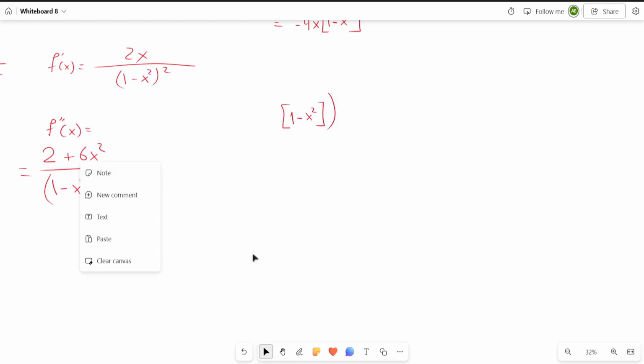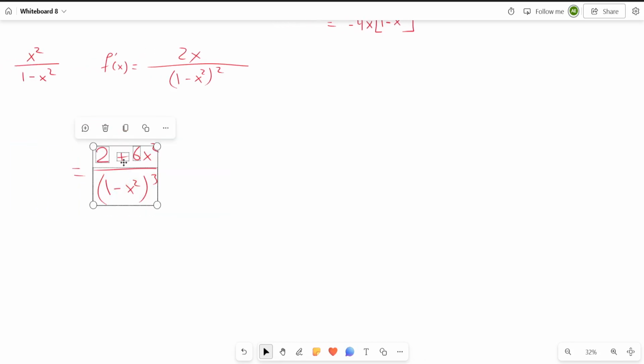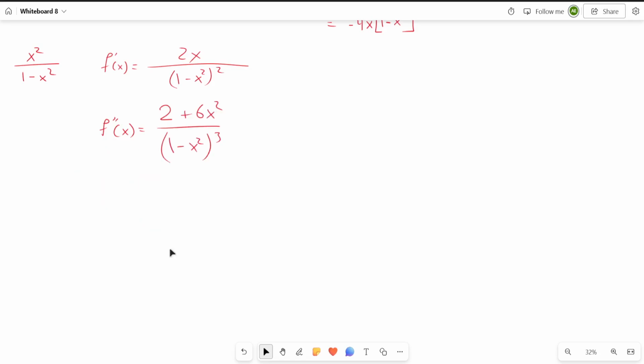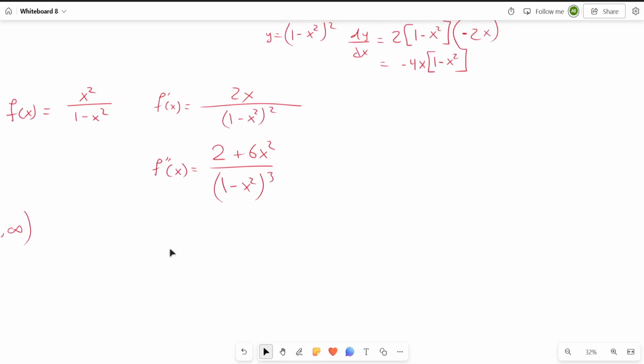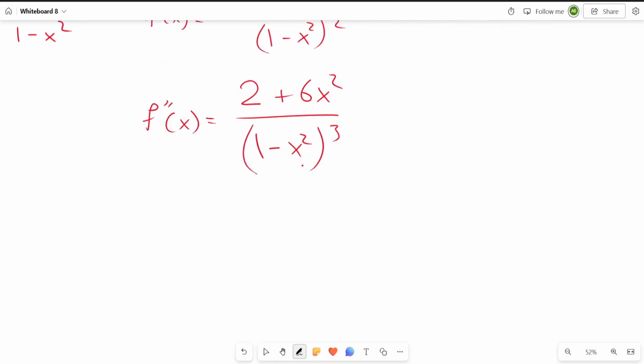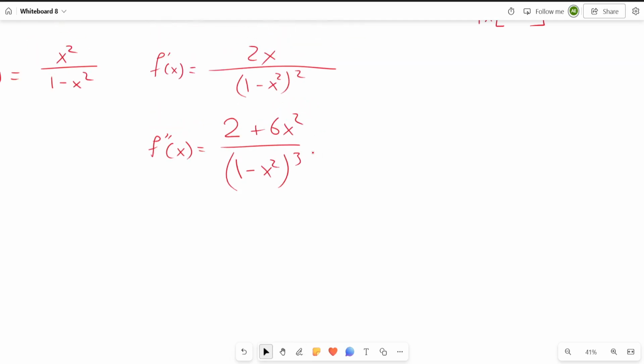Okay, so over here, I have my f double dash of x equals 2 plus 6x squared over 1 minus x squared cubed. So is there any value of x that will make my f double dash of x equal 0? Because when I equate my second derivative to 0, the x's I find are the possible inflection points. So over here, this is the same as 2 plus 6x squared equals 0.